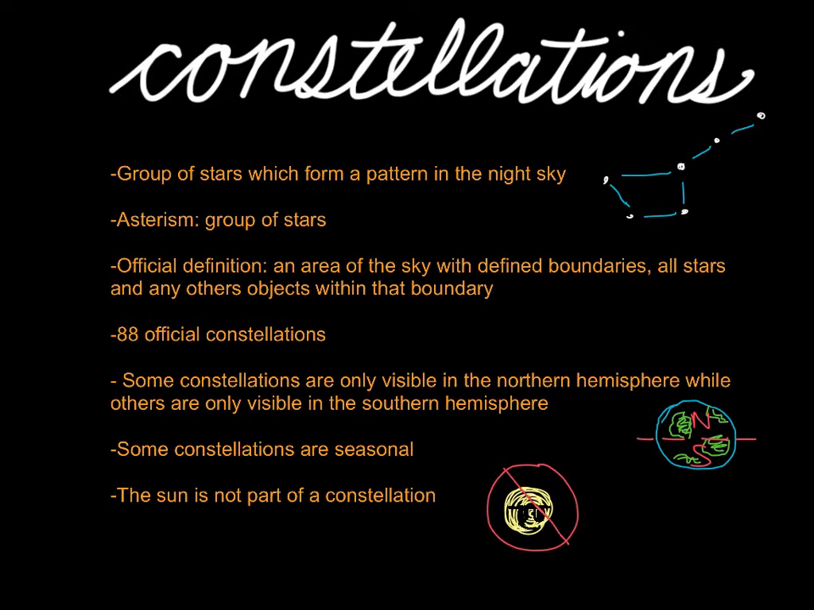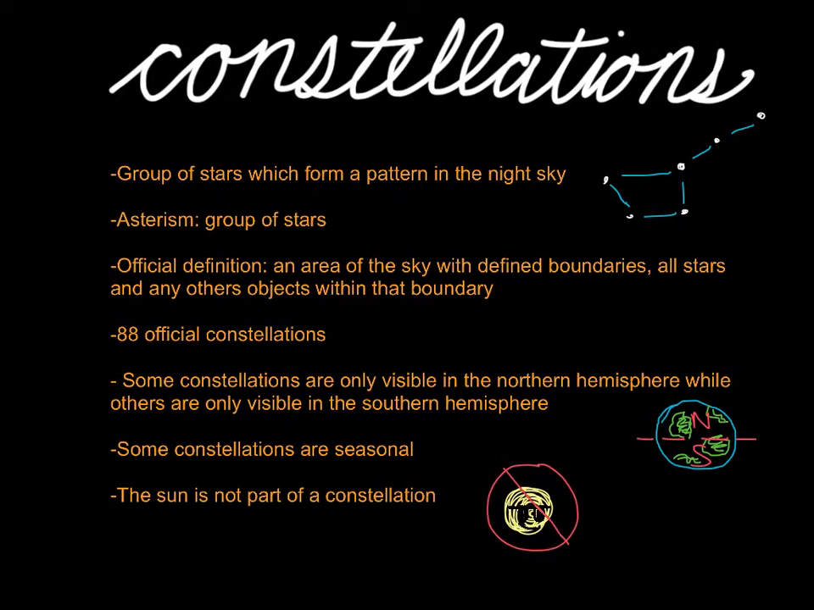Moving on to constellations. So a constellation is a group of stars which form a pattern in the night sky. You can only see them really at night. And that group of stars is called an asterism. But the official definition is an area of the sky with defined boundaries, all stars and any other objects within that boundary. There's 88 official constellations according to NASA, and some constellations are only visible in the northern hemisphere, while others are only visible in the southern hemisphere. So it really depends on where you are in the world that you can see different constellations.